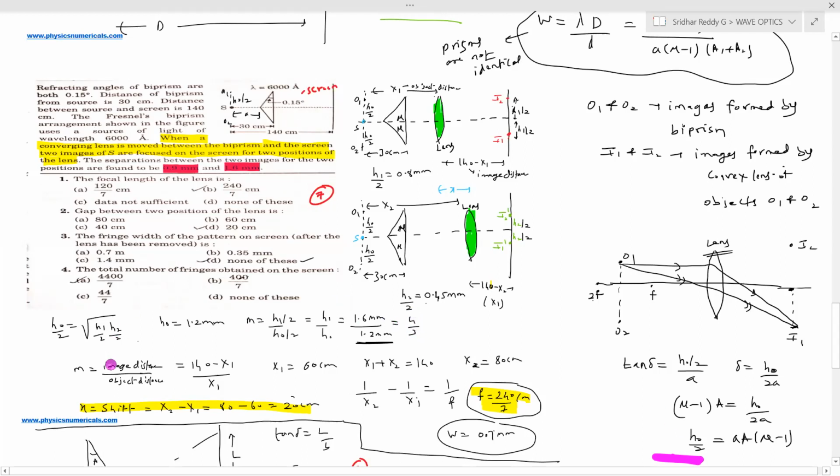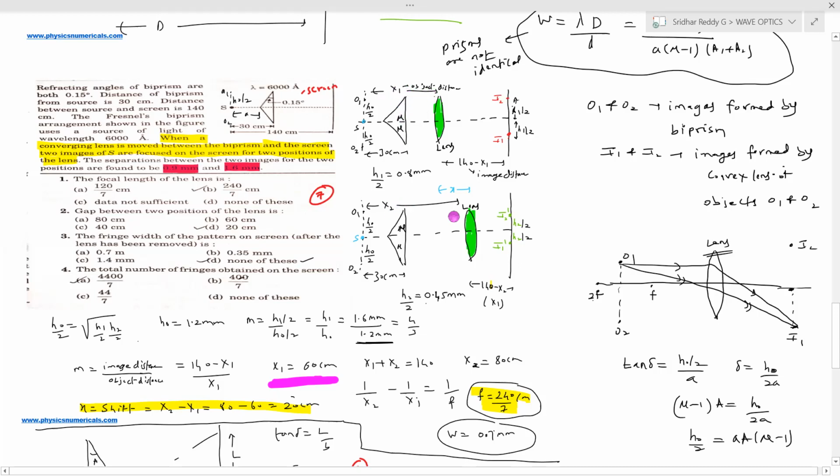Then we know magnification is equal to image distance by object distance. What is the image distance? 140 minus x1. Object distance is what? X1. This is the object distance. This will be the image distance. Solving this, we know m is 4 by 3, and I'll get x1.